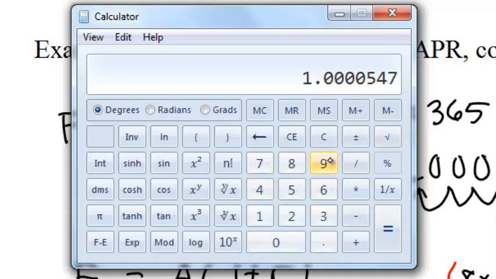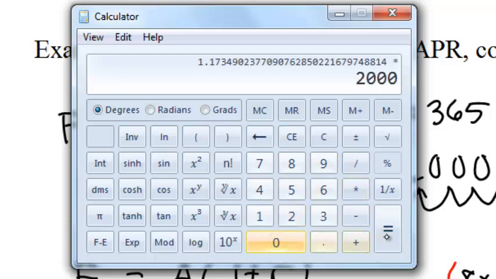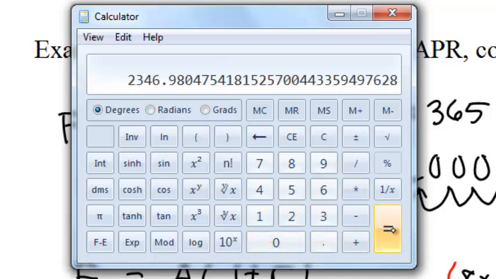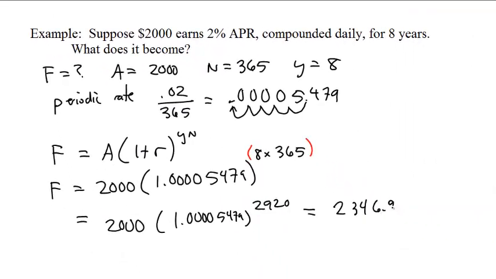So we say 1.00005479 raised up to the 2920 is that times 2000, and we get 2346.98. I know, it's kind of sad, these examples. You waited 8 years and your $2,000 has gone up by $346.98. And in real life, well, 2% is kind of realistic, but oh, the rates of interest are pathetic right now.